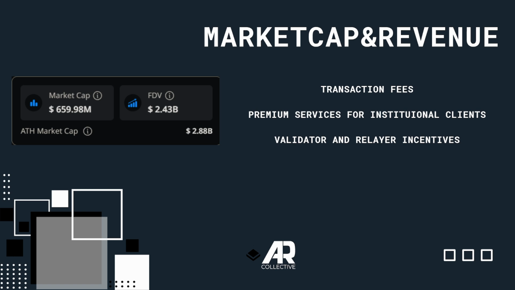They can offer premium services for institutional clients, for example enhanced security analytics or priority transaction services for institutional clients and high volume users. They are doing this with Securitize. Also, validator and relayer incentives: earn revenue by participating directly as a validator or relayer in the network, capturing rewards from transaction fees and securing the protocol. So these are revenue streams through which Wormhole could monetize its platform, which I think they are already doing. I just couldn't access the data.